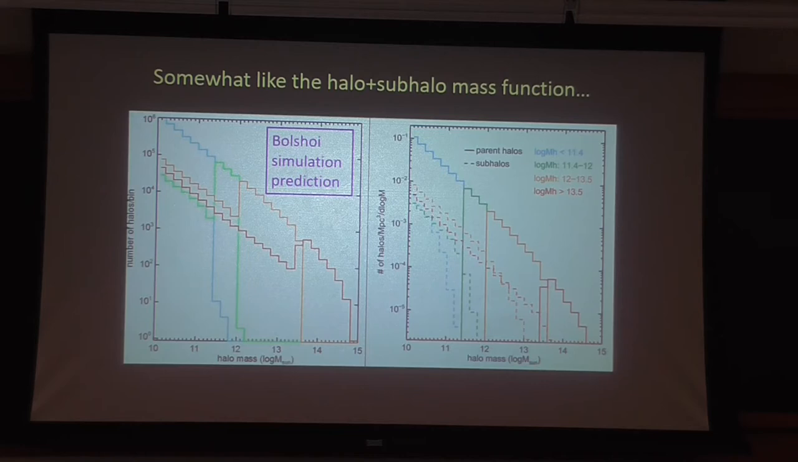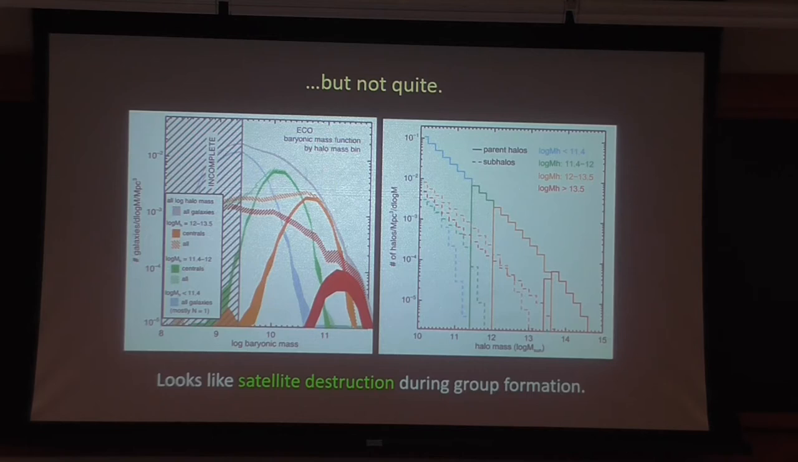It does somewhat look like the halo plus subhalo mass function. This is Bolshoi, in those same halo mass regimes, and you get this sawtooth structure because centrals are more common than satellites, but it is meant to go sharply upwards. And here it is broken down into parent halos and subhalos. So it kind of looks like that, but really kind of not. Particularly you can see in the green, the medium group regime, it's just not looking a whole lot like this. So what we're inferring from this is that there's some kind of satellite destruction going on during group formation.